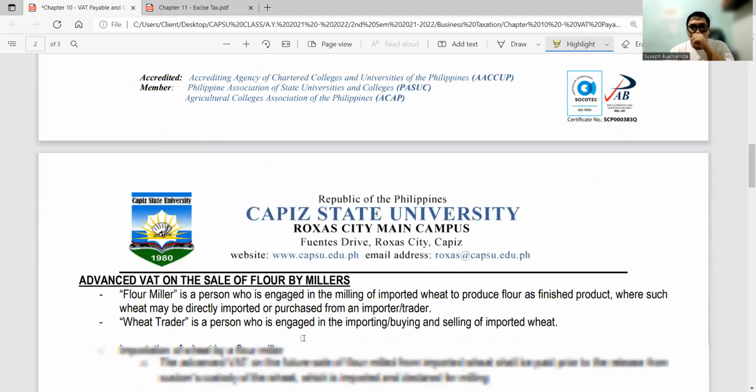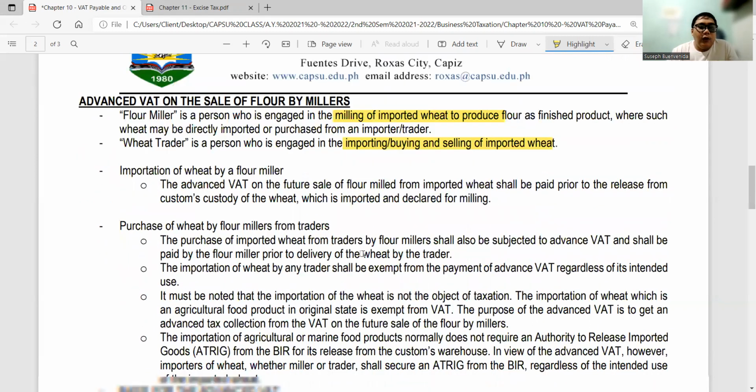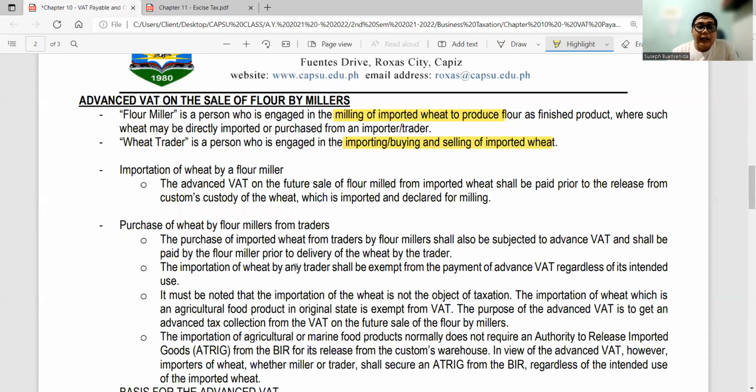Okay? So next, advance VAT on the sale of flour by millers, harina. Okay, ang harina. So flour miller is a person who is engaged in the milling of imported wheat to produce flour as finished product. Where such wheat may be directly imported or purchased from the importer or trader. So wheat trader is a person who is engaged in importing, buying, or selling of imported wheat. Ano lang na, definition of terms. Okay, so what will be the advance VAT sa dira?